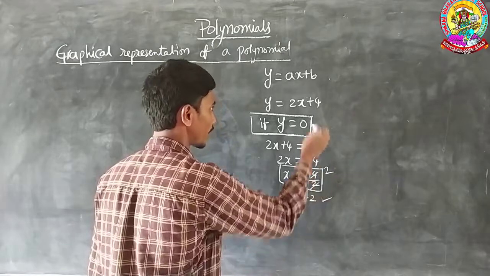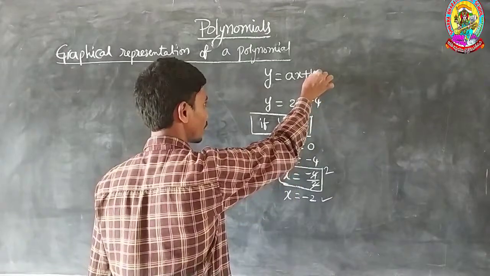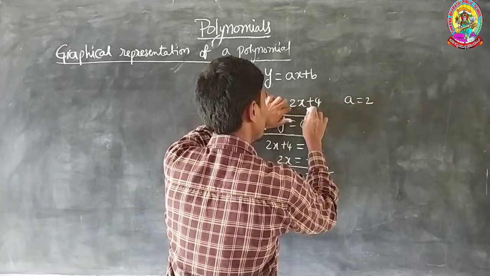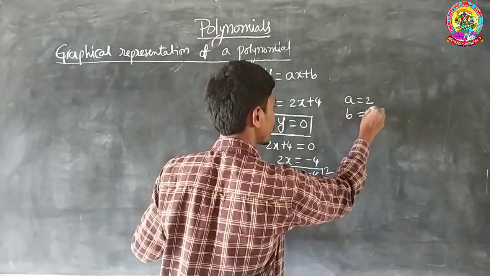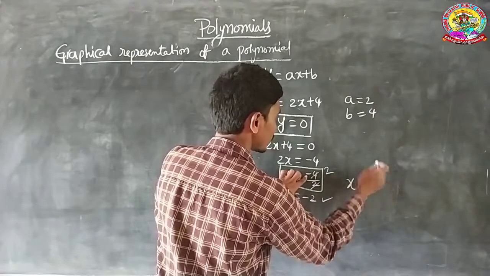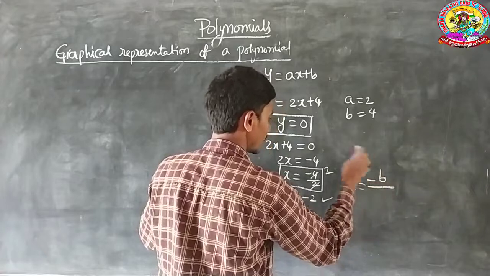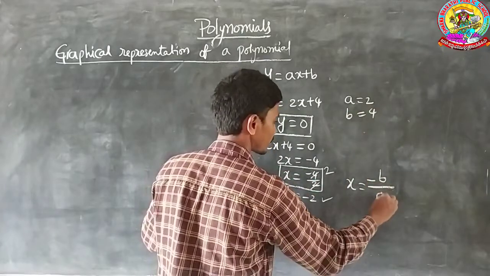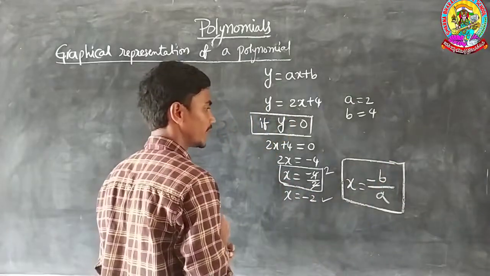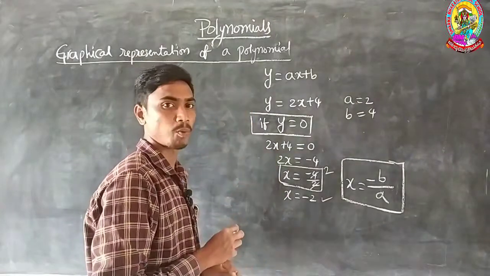Here observe, when you compare the equation with the general form, a is equal to 2, b is equal to 4. Here the answer is x is equal to minus 4. In the place of 4 you can insert b, and in the place of 2 you can insert a. So x is equal to minus b by a is the zero of the given linear polynomial.